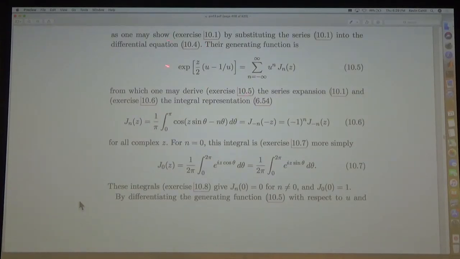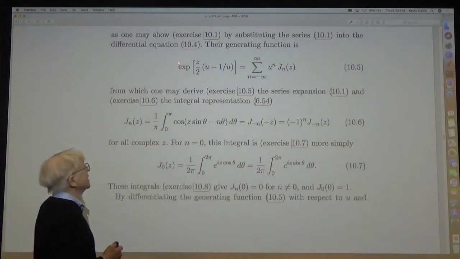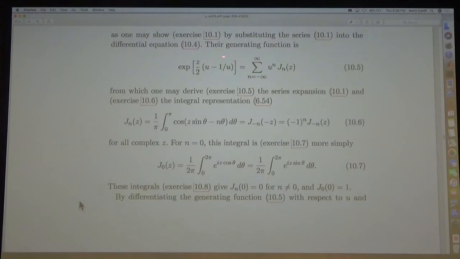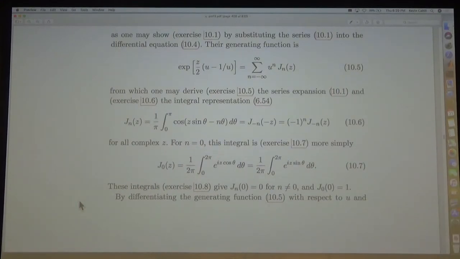They have a generating function, which is given by this very simple expression here, and I'm always amazed by these generating functions. You have a generating function that you can write down in just a few seconds, and that generating function gives you an infinite series of all of the Bessel functions. I mean, that's just amazing. All of the cylindrical Bessel functions for integer n. We'll talk about non-integer n later.